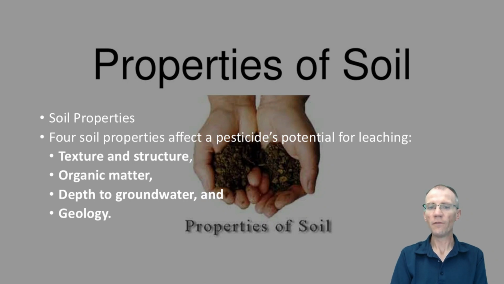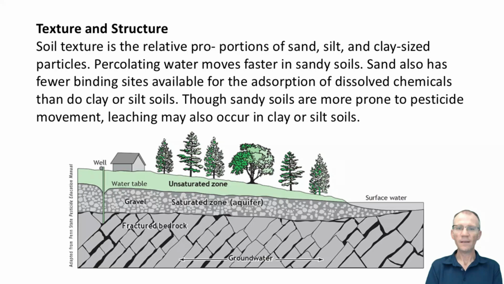Soil properties. Four soil properties that affect a pesticide's potential for leaching are texture and structure, organic matter, depth of groundwater, and geology. Texture and structure. Soil texture is the relative proportions of sand, silt, and clay-sized particles. Percolating water moves faster in sandy soils. Sand also has fewer binding sites available for the absorption of dissolved chemicals than do clay or silt soils. Though sandy soils are more prone to pesticide movement, leaching may also occur in clay or silt soils.